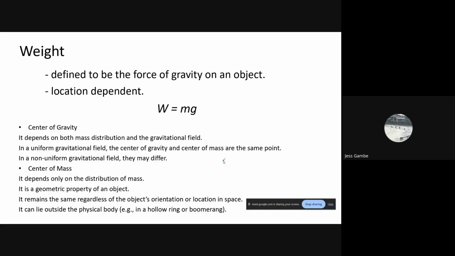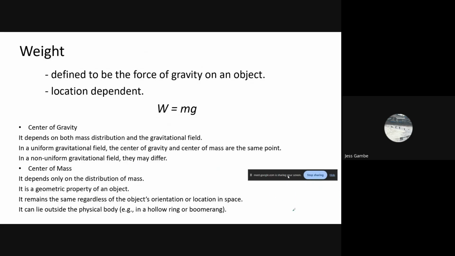Next one is the center of mass. It depends only on the distribution of mass. It is a geometric property of an object. If you have a block, most likely its center of mass is in the middle. It remains the same regardless of the object's orientation or location in space. It can lie outside the physical body, such as a donut. Its center of mass is outside, in the middle, which is in empty space.